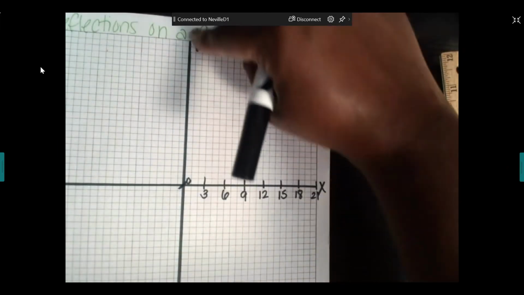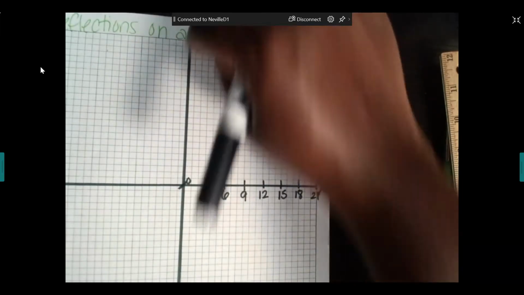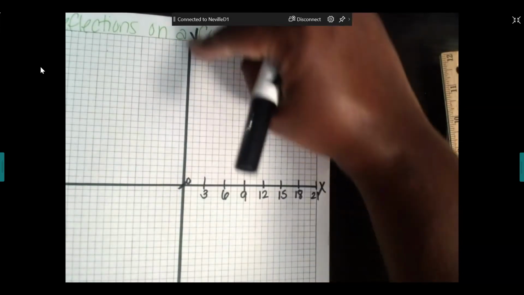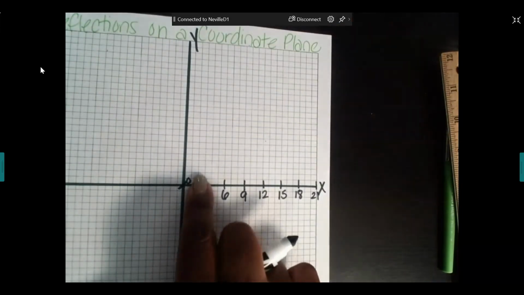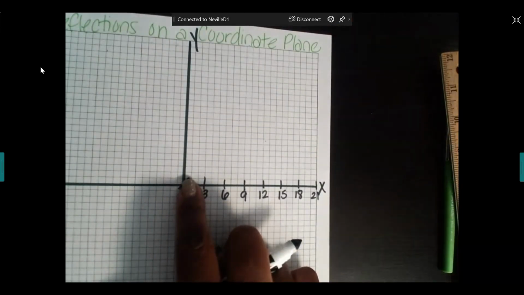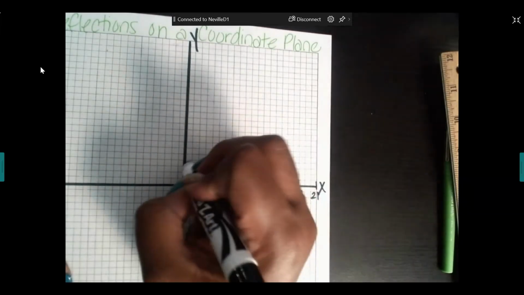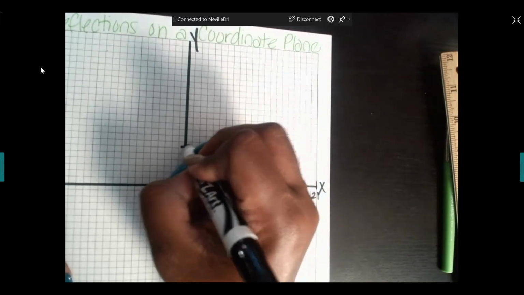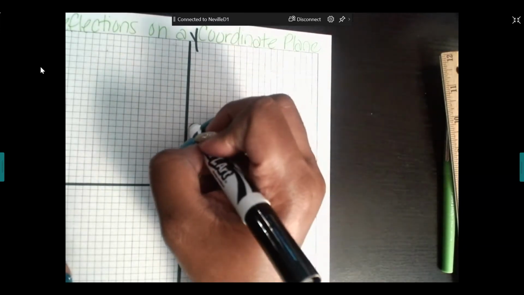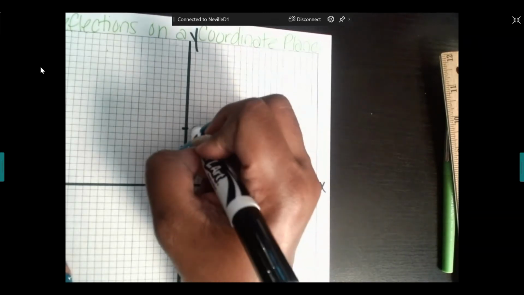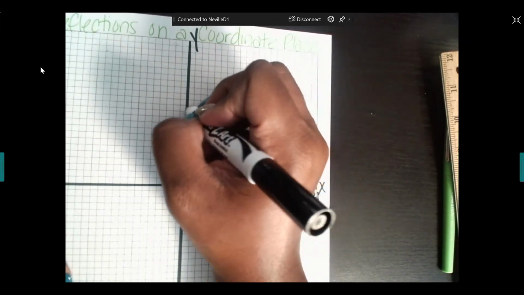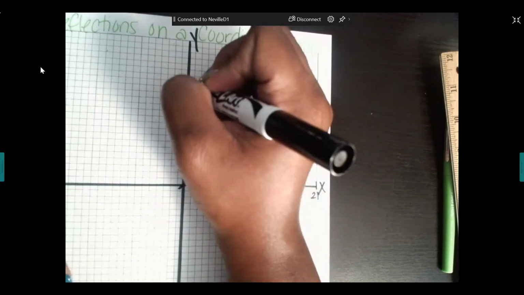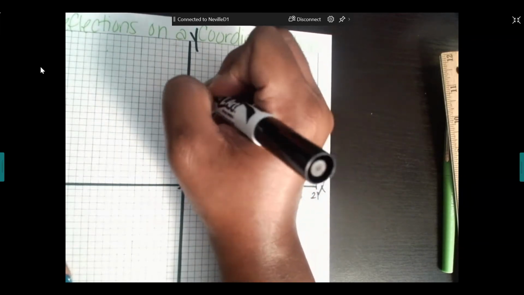Remember, we're going up in the sky when we're writing on the upper part of our y-axis. So will those be positive integers or negative integers? You can say it out loud, guys. Positive. Very good. Okay, so we're going to write 3, 6, 9, 12, 15.